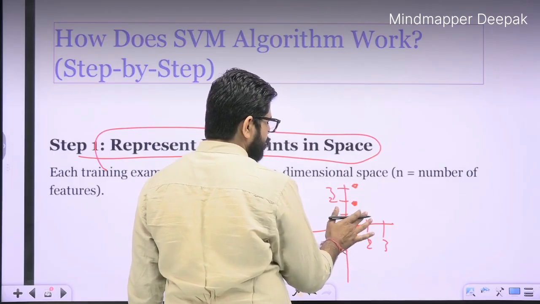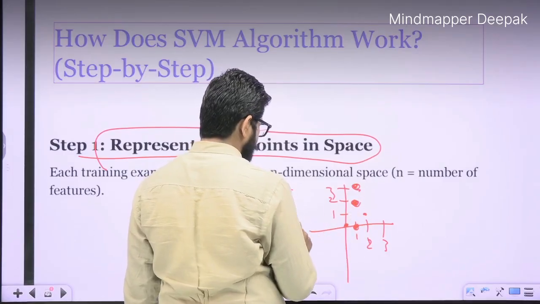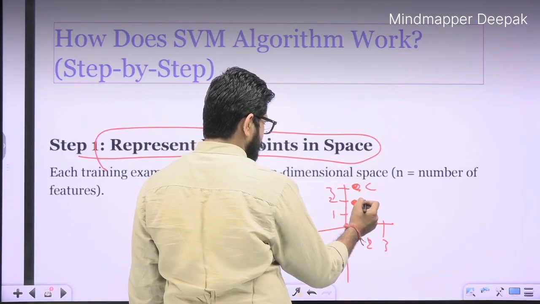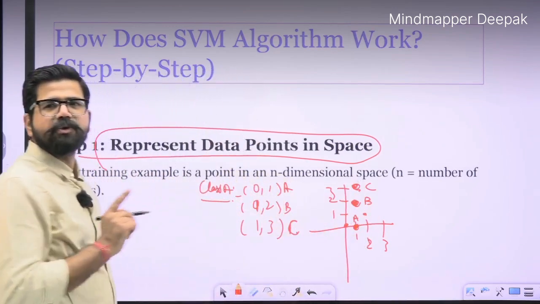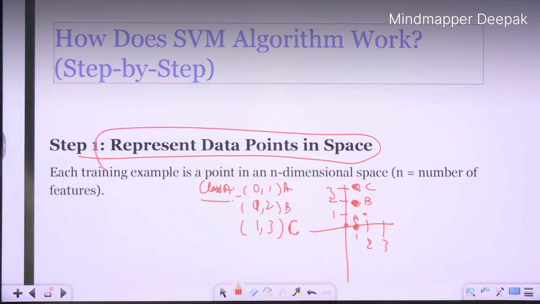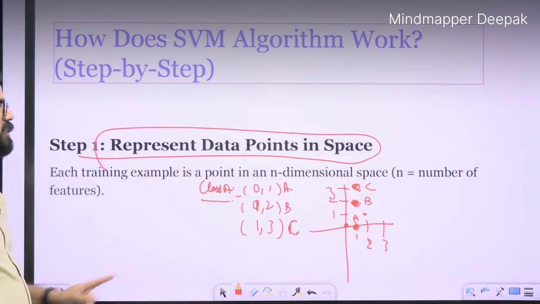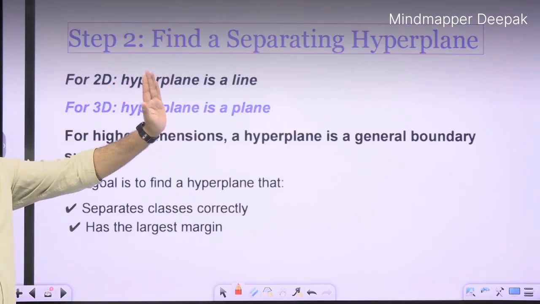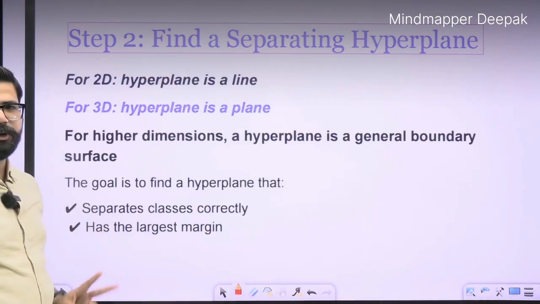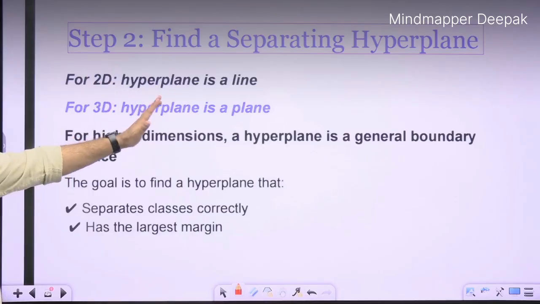So first, you locate your data points. This is A, this is B, and this is C. So (1,3) is C, this is B, and this is point A. So your first activity is to locate the data points. Each training example is a point in an n-dimensional space, where n is the number of features we have. Next, find a separating hyperplane. In the second step, whenever you proceed with the SVM, you need to find the separating hyperplane.